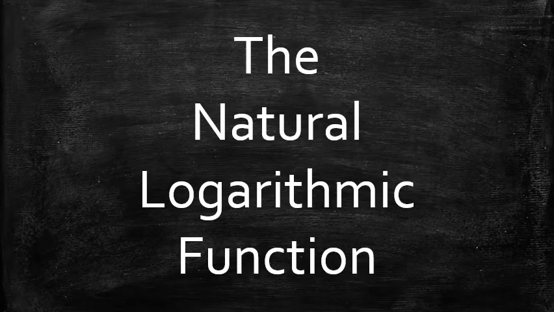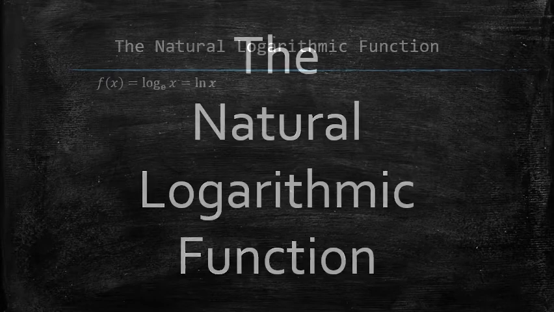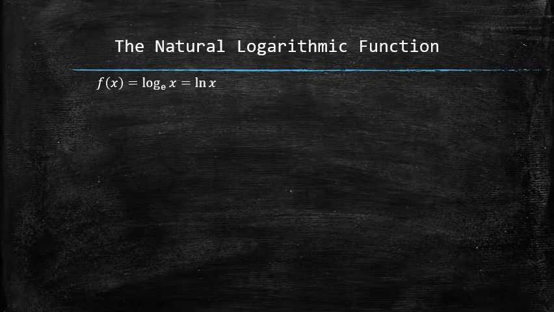Next, we will introduce the natural logarithmic function and discuss its properties and significance. Let f of x be a logarithmic function with the base equal to the Euler's constant e. Such function is called the natural logarithmic function, and it has very nice properties that make it worth studying. But first, let's graph it.